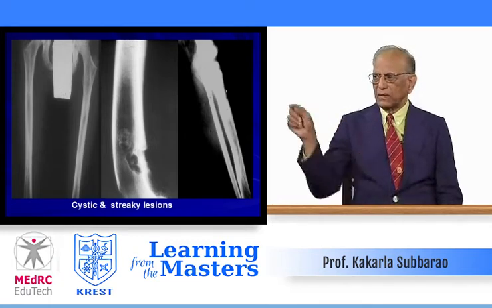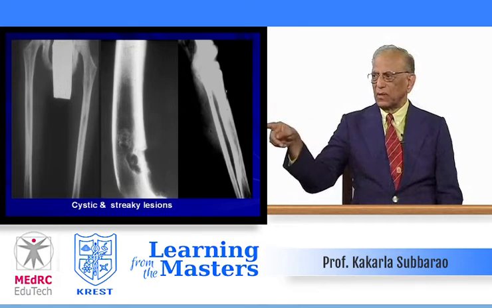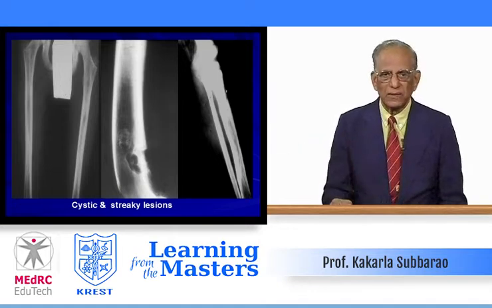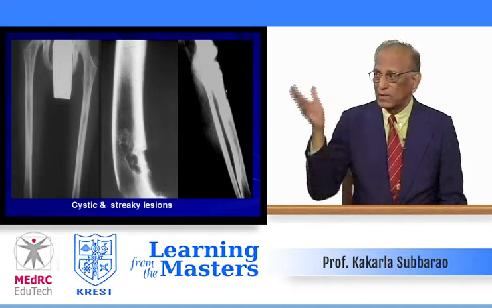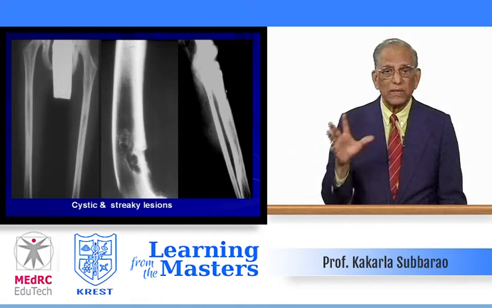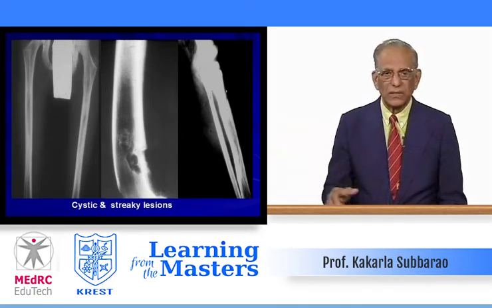As I described earlier, cystic and streaky lesions in the femur, the lower end of the femur, and of course the tibia. Given this alone, you may not be able to diagnose. Sometimes chondromatous lesions, Ollier's disease, you may get similar types of lucencies, but given the clinical picture of neurofibromatosis and taking these into consideration, you should think of neurofibromatosis.